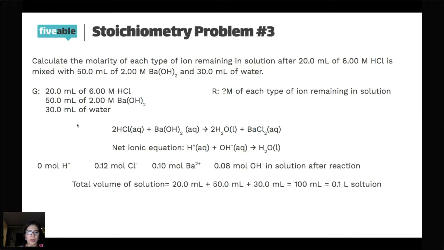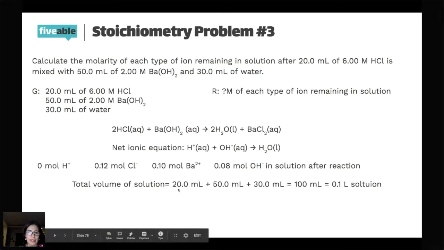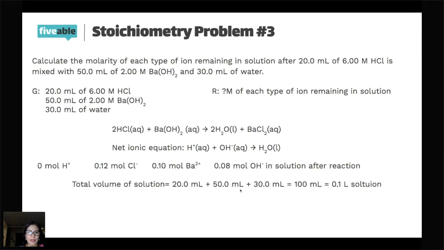So what we are going to do is add the volumes: the 20 milliliters of the first solution, the 50 milliliters of the second solution, and the 30 milliliters extra. And we're going to have 100 milliliters of total solution. We turn that into liters, and we have 0.1 liter of solution. Now we're going to divide the moles obtained above by the 0.1.